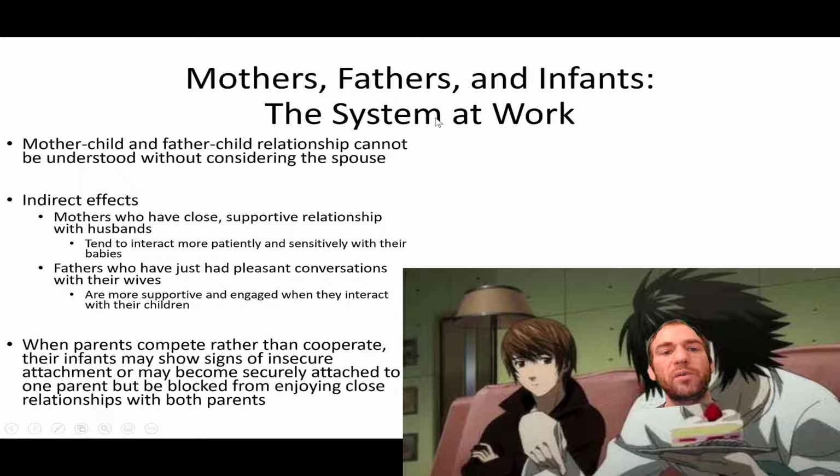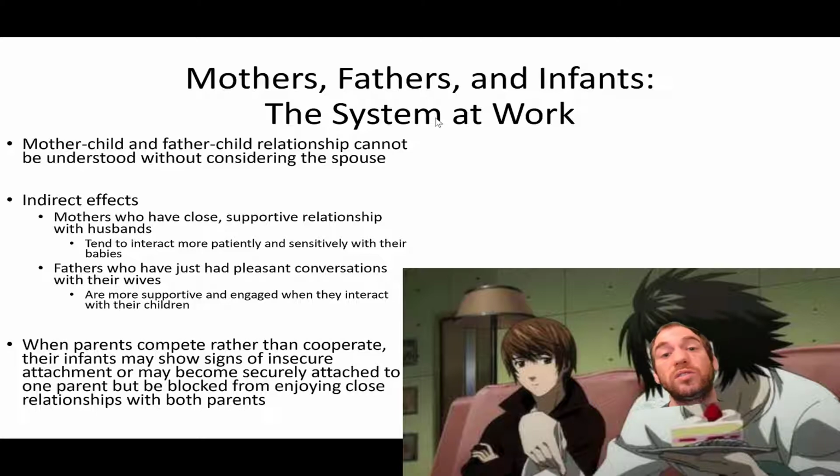Mother-child and father-child relationships cannot be understood without considering the spouse. There are indirect effects. Mothers who have a close, supportive relationship with husbands tend to interact more patiently and sensitively with their babies. Fathers who have just had a pleasant conversation with their wives are more supportive and engaged when they interact with their children. When parents compete rather than cooperate, their infants may show signs of insecure attachment, or may become securely attached to one parent, but be blocked from enjoying close relationships with the other.